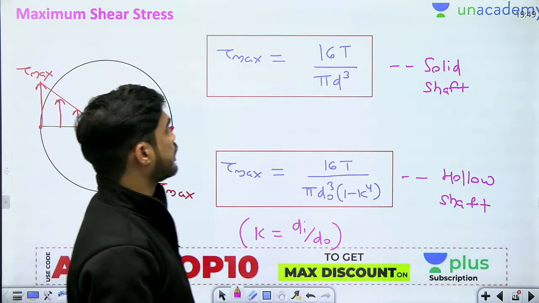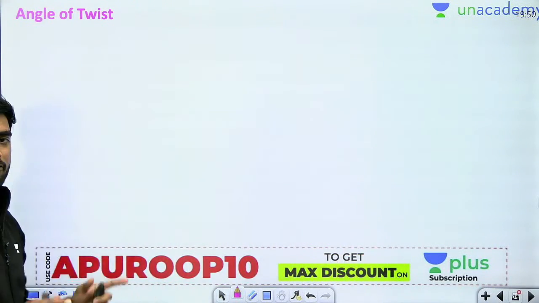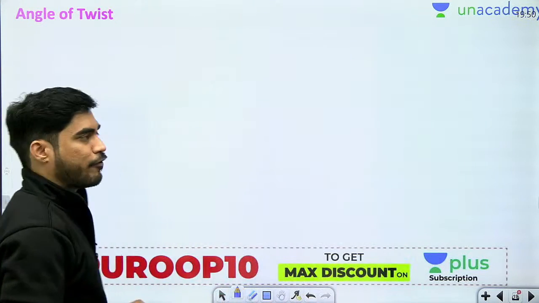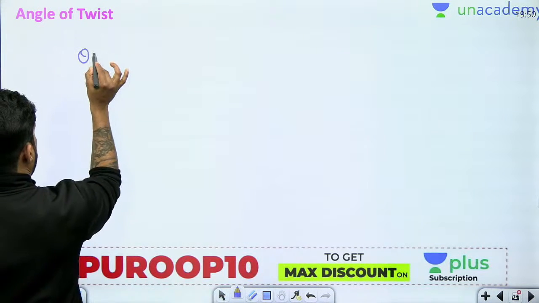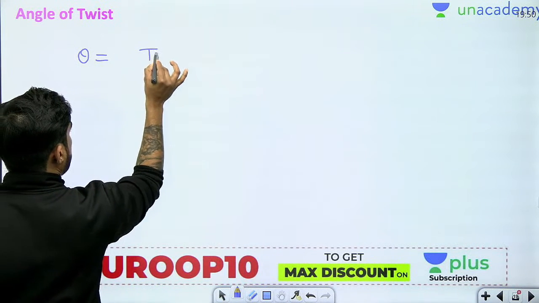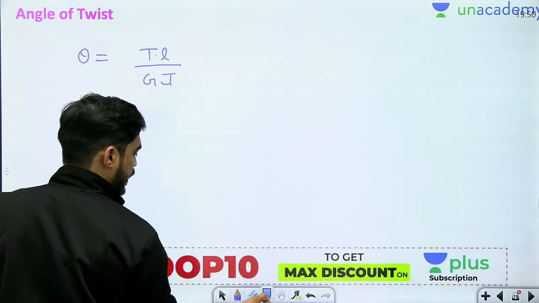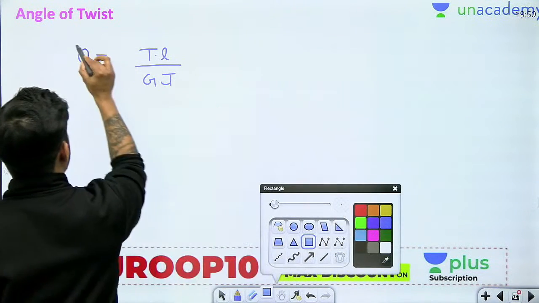Okay, then the next thing that usually we calculate is the angle of twist. Now what is the formula of angle of twist? What is the equation of angle of twist? Theta equals T into L by G into J. This is the equation of angle of twist.